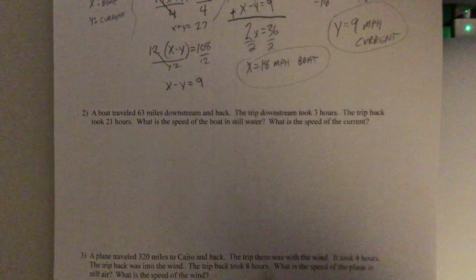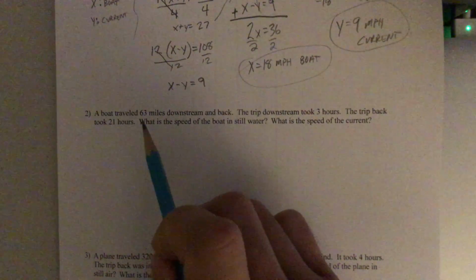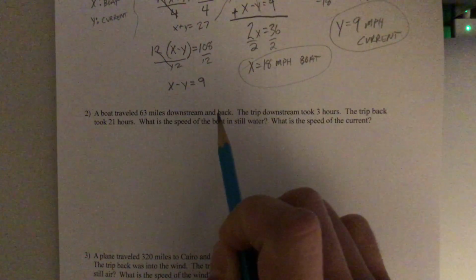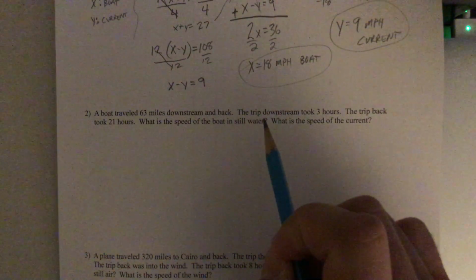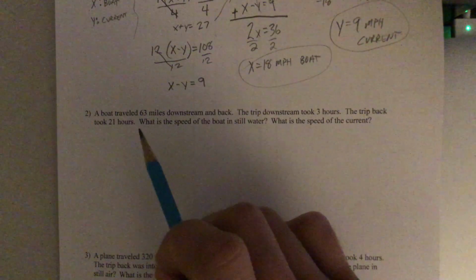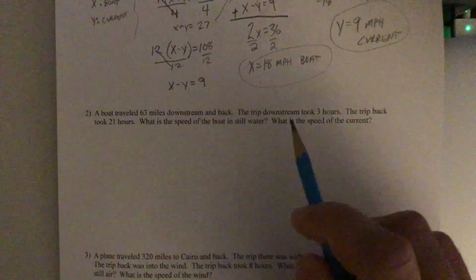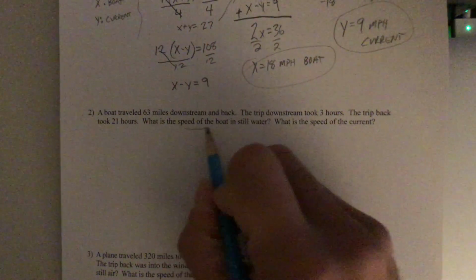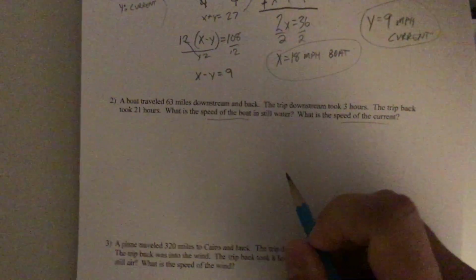Okay. Number 2, same idea. A boat traveled 63 miles downstream and back. Okay, that's going to be important. The trip downstream took 3 hours. The trip back took 21. What is the speed of the boat in still water? What is the speed of the current? Sorry for the stutter. My bad.